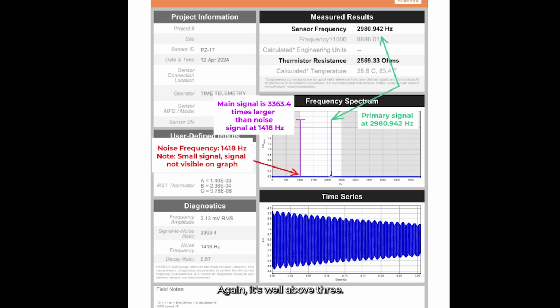Again, it's well above 3. I'm not worried about it. I would expect this to be a very clean, strong signal. When you look at the graph, that's what it is. Let's take a look at some of the other signals.